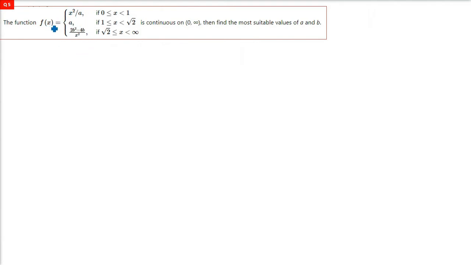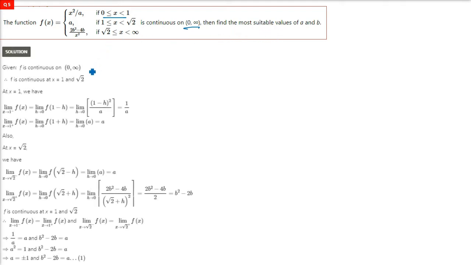The function f(x), you have x squared by a, you have a 2b squared minus 4b by x squared. And what are the points? So let us draw a number line and see what these points are denoting. And what are the points of check we have to do, for what we have to find out LHL and RHL. So let us see here. Actually it's more of a quadratic equation problem rather than this continuity. You'll see just now. So this is 0, this is 1, and root 2 is 1.414. So I am just writing root 2 here. And then we have infinity.